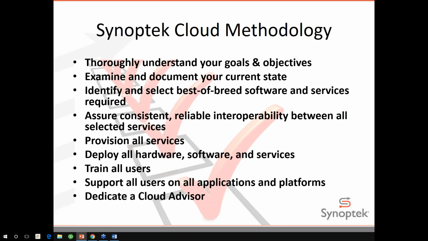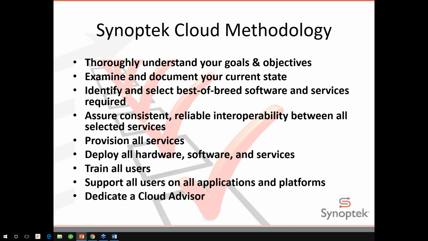So their methodology assures consistent, reliable interoperability. I can't stress enough the importance of the focus they place on that, especially as we move now into the Internet of Things, where you're going to have devices all over the planet from thousands of different manufacturers, all trying to talk to each other over one network, the Internet. They've got to be interoperable, and somebody has got to assure that they all play well together. And Synoptic has taken on that challenge and has executed on it already for many, many customers.